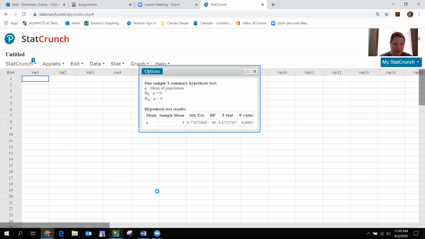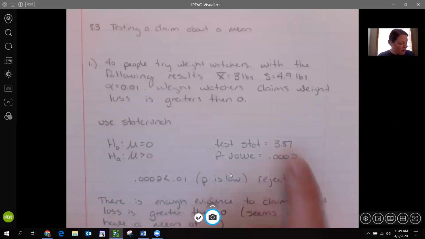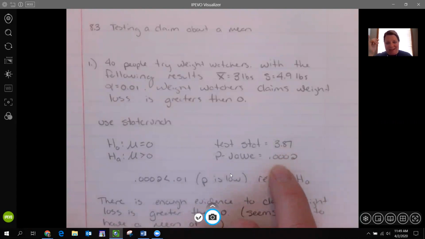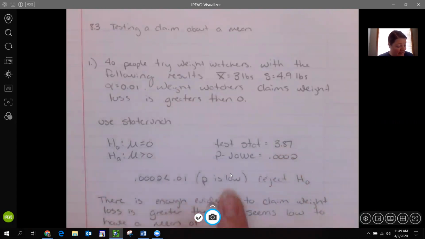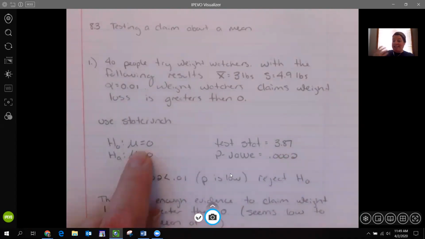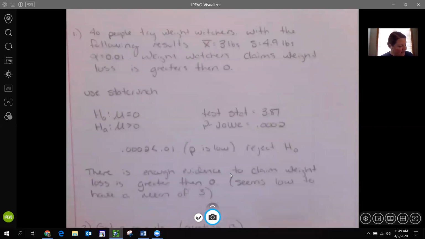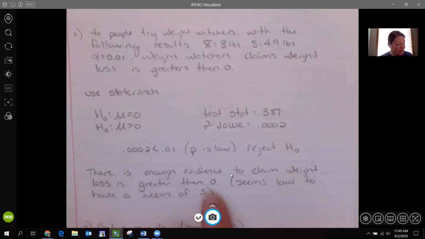So let's bounce back here and interpret our results. Our test statistic was 3.87. Our p was 0.002. And this is a great one to pause and try it in StatCrunch. Make sure you get my answers. Okay, so that means that p-value is way smaller than 0.01. So p is low, we reject the null. We reject that your mean is equal to 0, and we say, yeah, you're greater than 0. So there's enough evidence to claim weight loss is greater than 0.